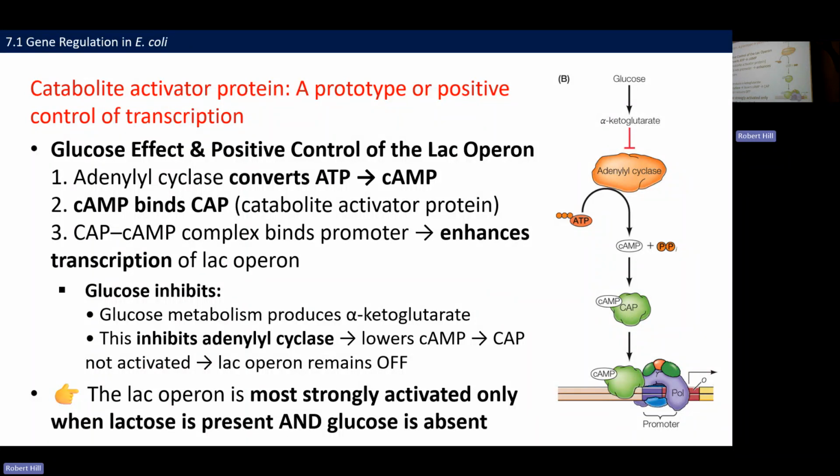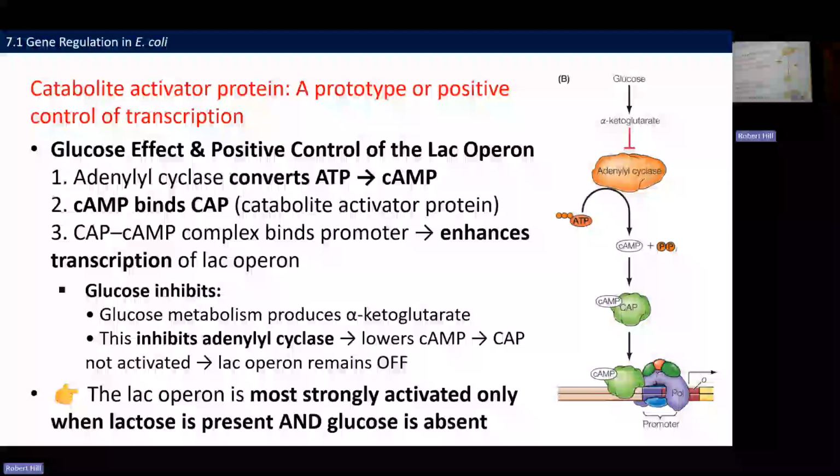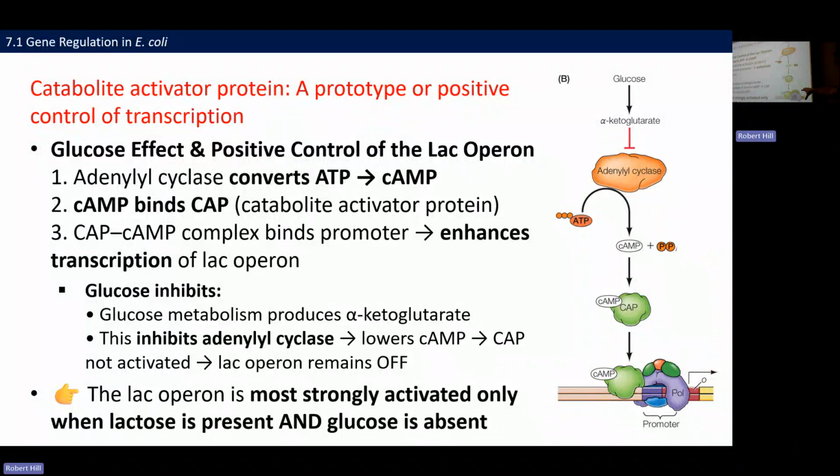So if glucose levels are high, you get a lot of inhibition of this. This is all shut off. If glucose levels are low, though, then this pathway goes forward. All right, and that's the important caveat here.